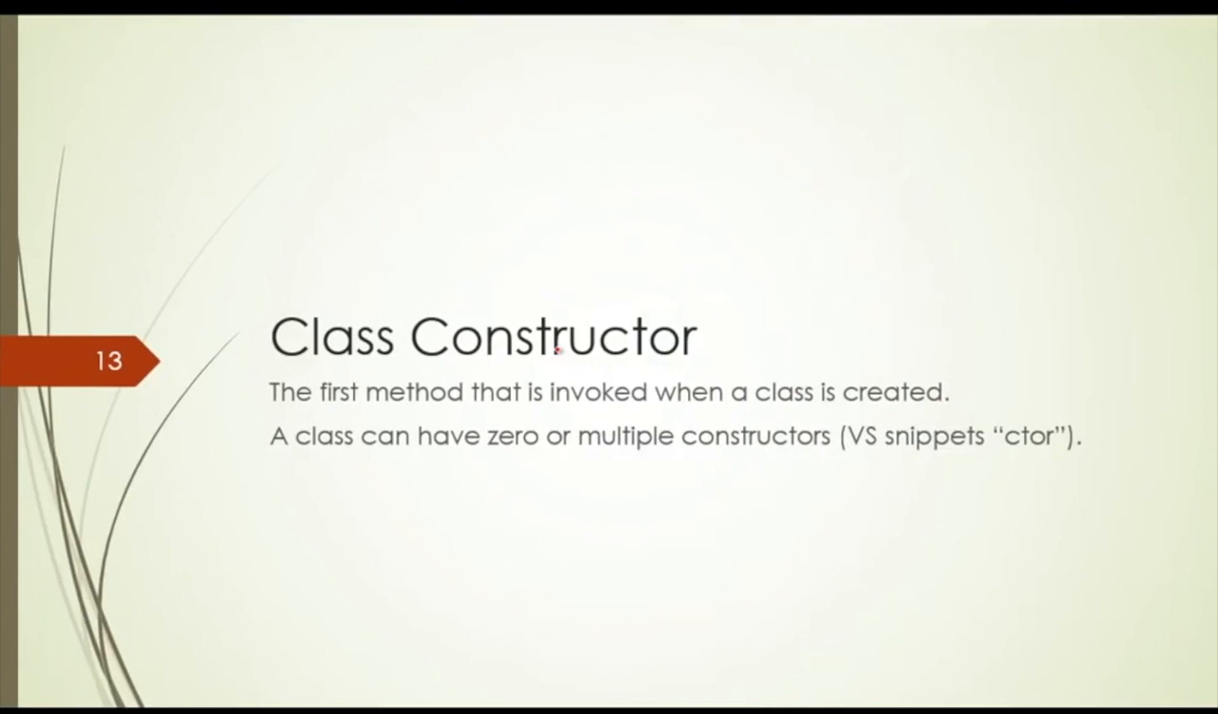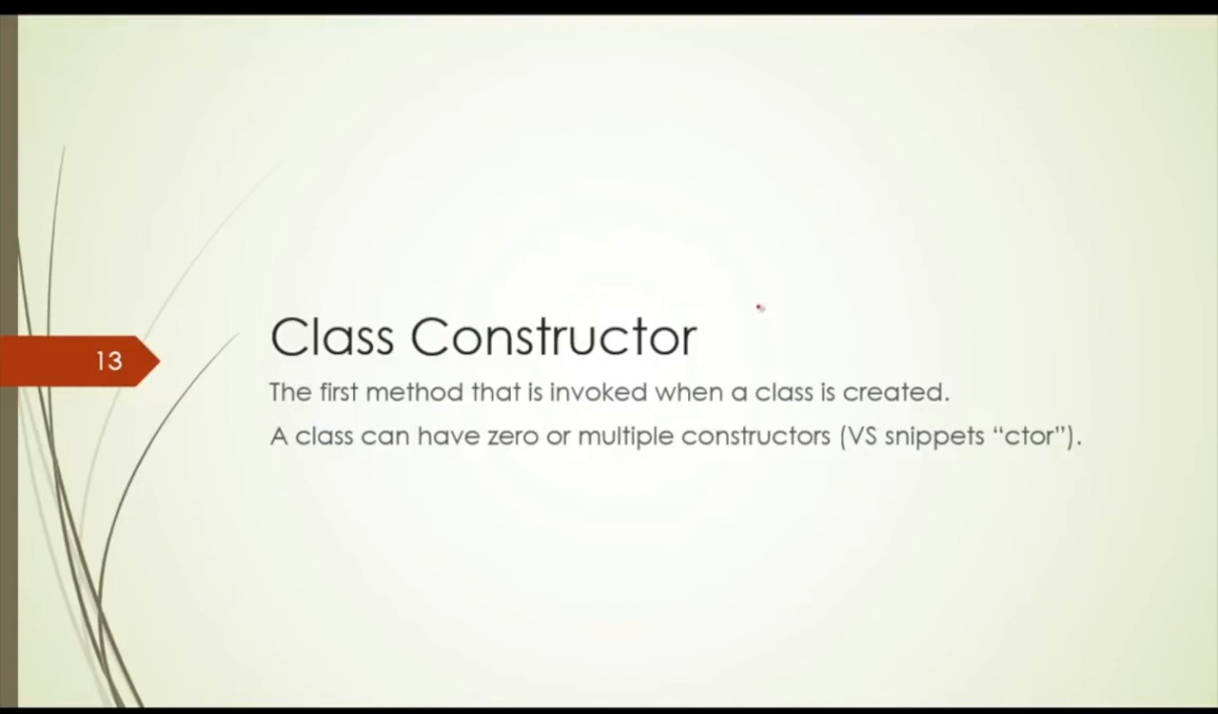So let's see a class constructor, because when a class is created, the constructor is the first method that is invoked. A class could have zero or multiple constructors. Even though a class doesn't have a constructor, it will call the constructor implicitly. So the constructor is always called. Whenever you call new person, the constructor is implicitly called, even though there is no constructor. When you write a constructor, it is explicitly called.